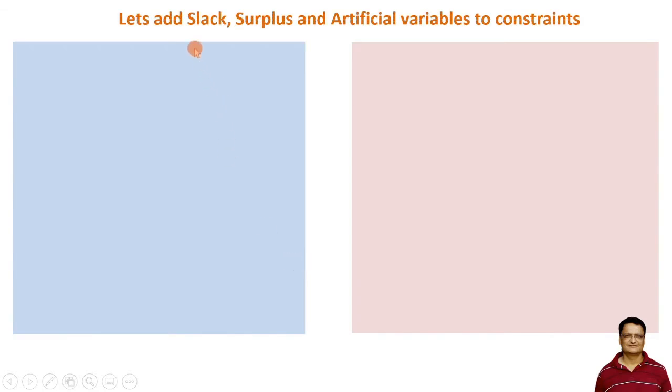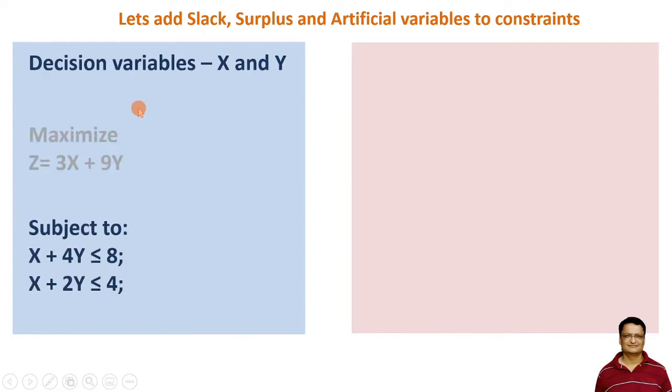Let us add these variables to our constraint and objective function. Now we know that this is our objective function and we have two decision variables, that is x and y, and we are going to modify these constraints. So we are going to eliminate this less than or equal to sign, since it is a kind of inequality, and to solve this problem we need equality, right?